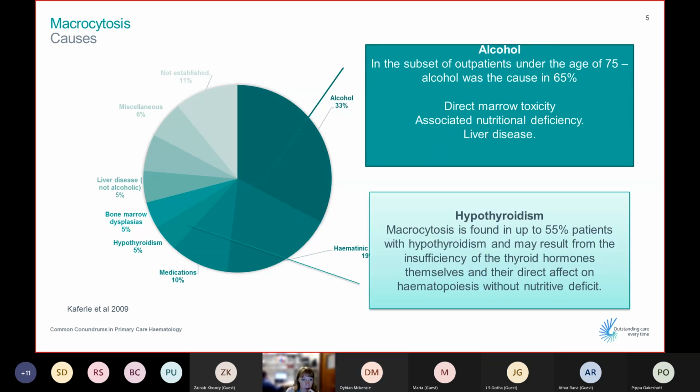However, at this point, I also just wanted to highlight this group here. So 5% of macrocytoses were secondary to hypothyroidism. And there have been studies that show that up to 55% of patients with hypothyroidism will at some point develop a macrocytosis. And this is due to insufficiency of the thyroid hormones themselves, as they have a direct effect on hematopoiesis without any nutritional deficit.